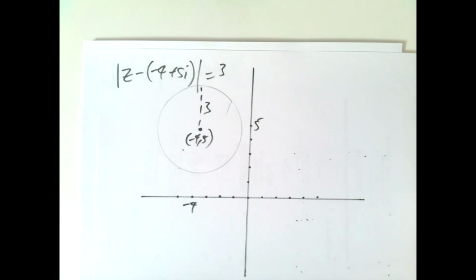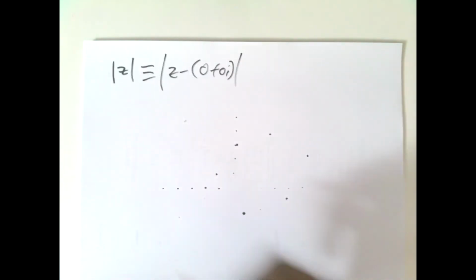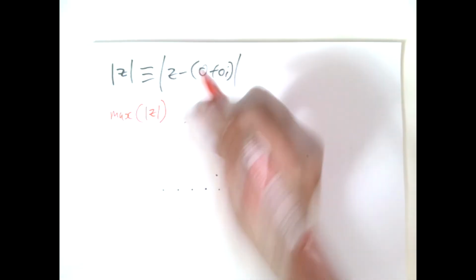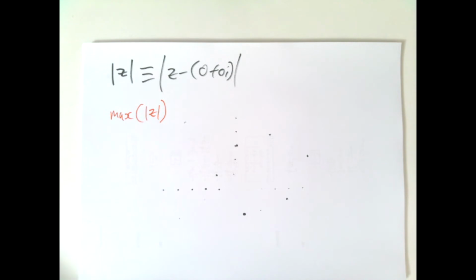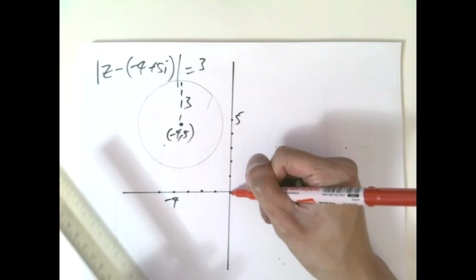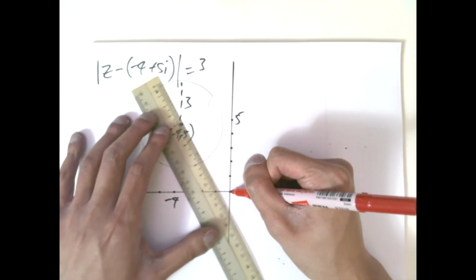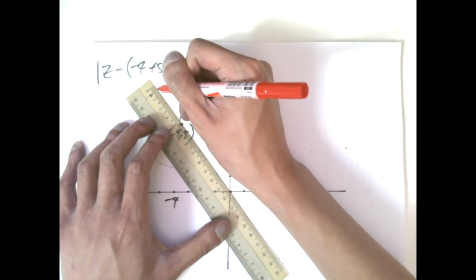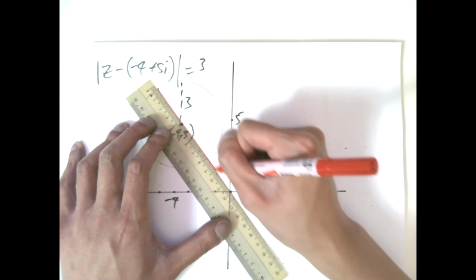So the maximum value of the modulus of z is starting from the origin all the way through the center of the circle and all the way to the circumference of the circle.